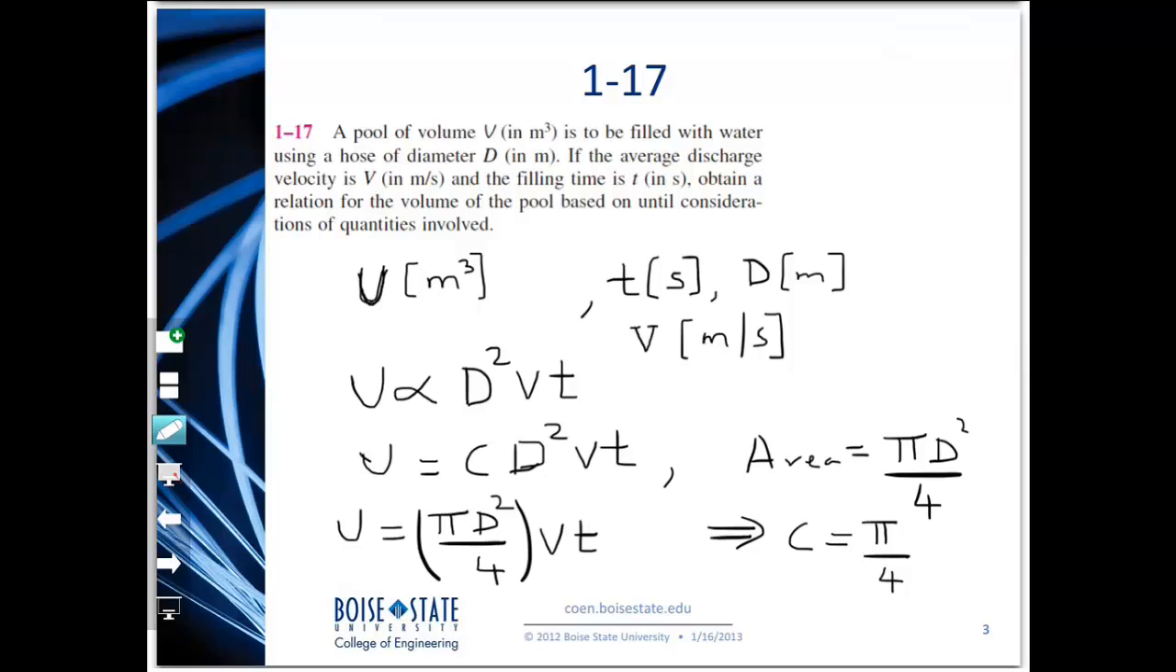Okay, all you're doing here is looking at the units and seeing that they match up. In this case, the extra step is finding this constant, which you can relate from the area of the cross section of the pipe. Okay, now let's move on to another problem.